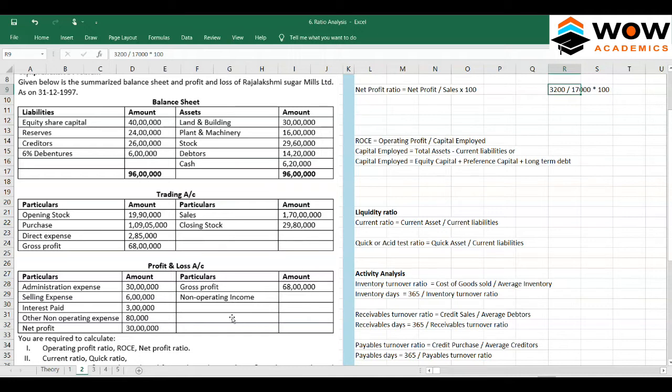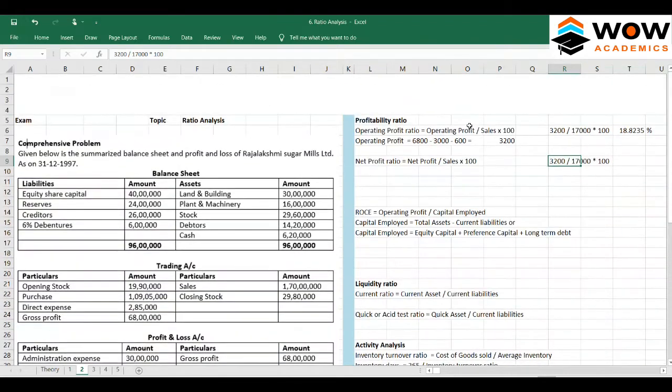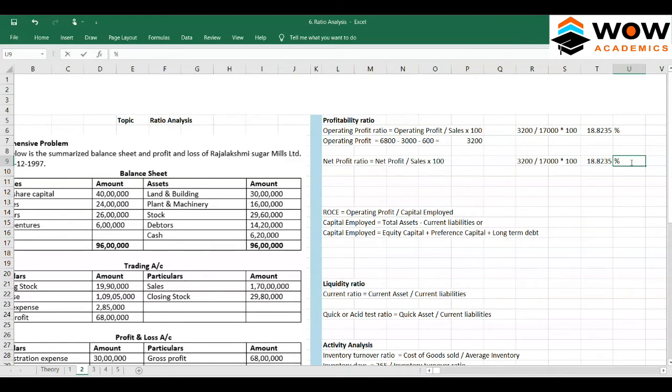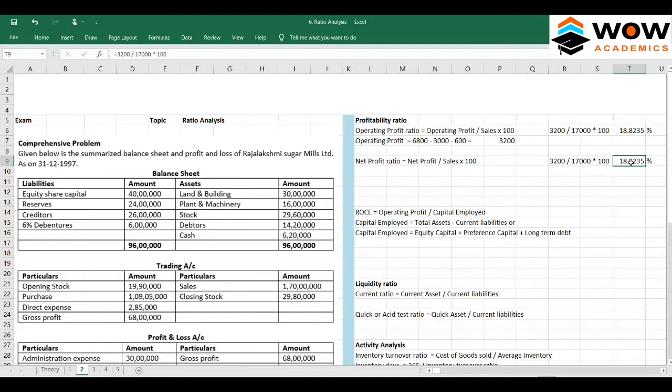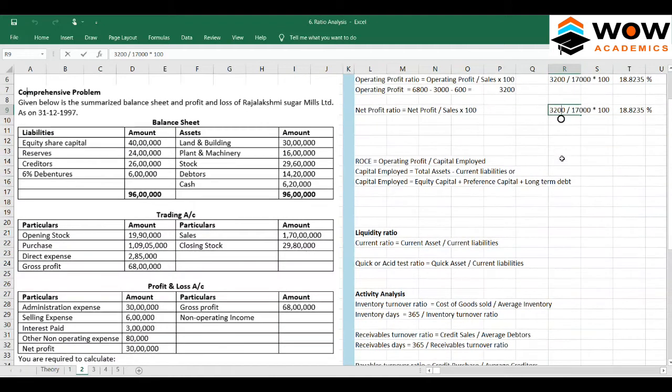I think there should have been some kind of non-operating income, but we don't need to worry about that. Whatever is given, we'll work it out and get an answer. We are only trying to find out an answer, we are not doing any analysis here. So let's see, what was the net profit? Net profit is, so we got the answer.